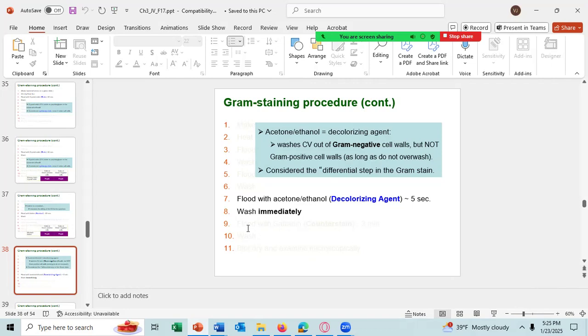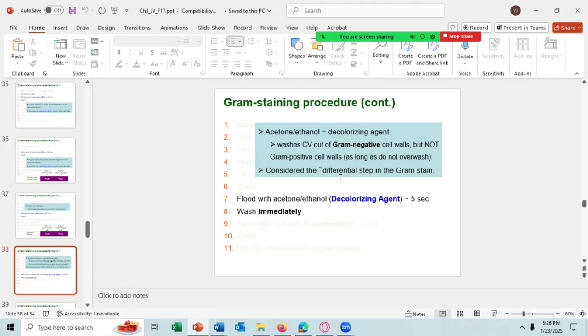All the other steps I didn't mention immediately, because as long as the slide doesn't dry, you can wash with cold water whenever you want. Obviously it has to be within about 5 to 10 minutes, because otherwise the dye will dry on the slide. But in this step, you must wash with water immediately to remove the trace amounts of the decolorizing agent from the cells.